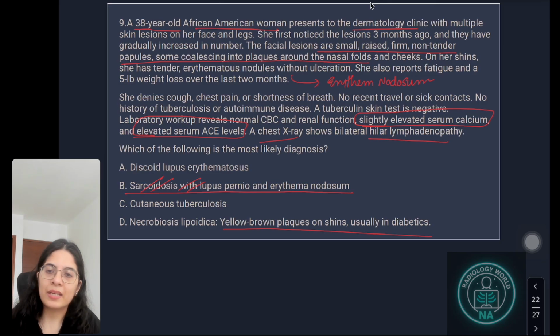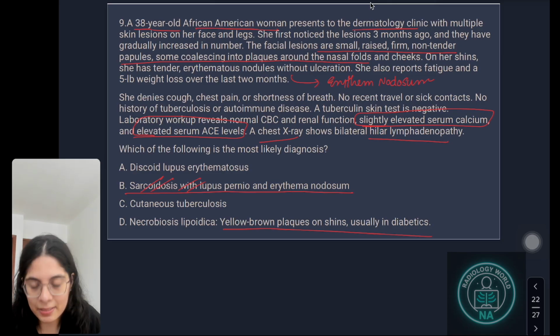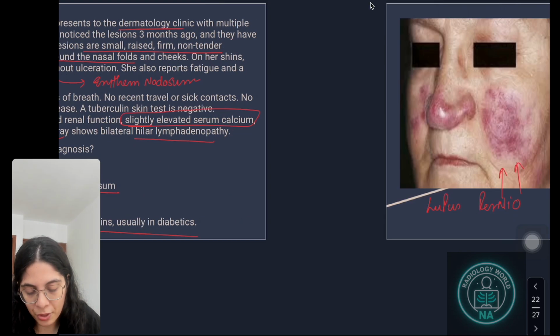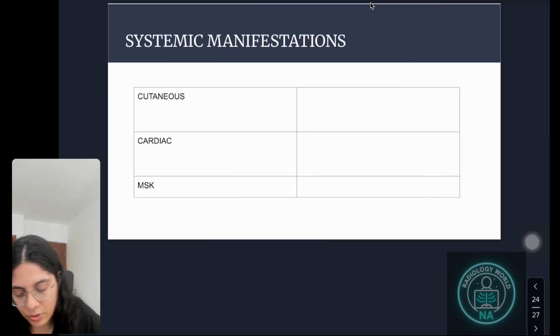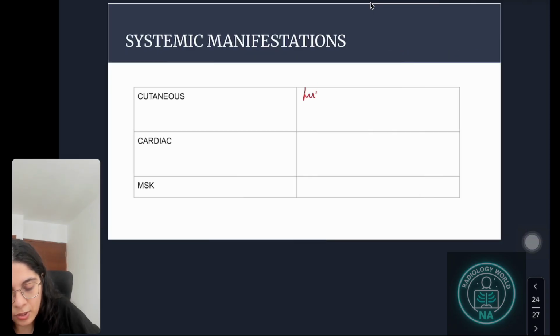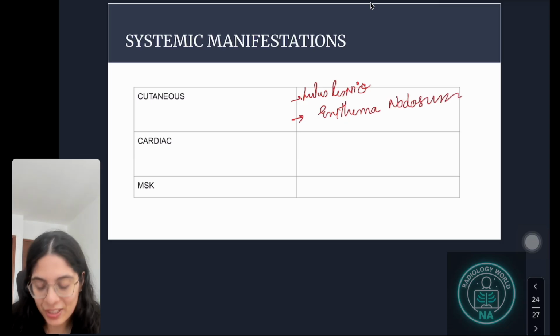Again, they look very aggressive. I will basically cover it in my future videos, but this was a characteristic case of lupus pernio and erythema nodosum. Okay, so cutaneous we have now covered. It is lupus pernio and it is, what is it? Erythema nodosum. Okay, so only last 2 points to cover.